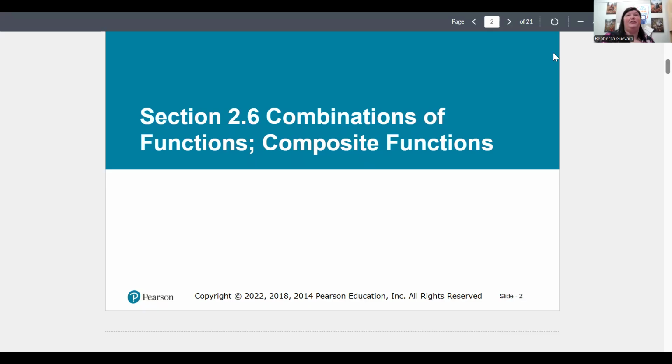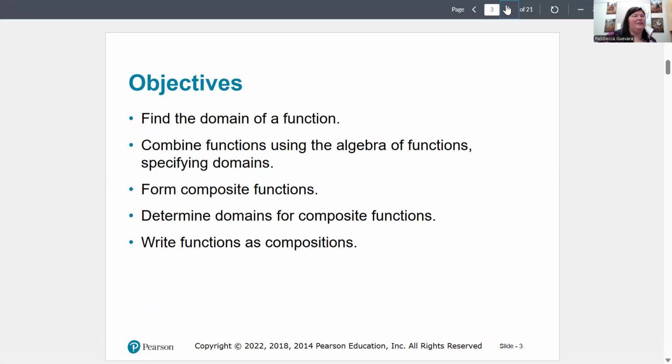Section 2.6, we're going to talk about combinations and composition of functions. Combination of functions is a little bit of an extension of the function notation that we were using earlier, so that part won't seem so new. And composition is also an extension of things that we were using earlier. So it's not really new stuff. It's stuff that we've been doing when we were talking about function notation a little bit. We're just expanding it a little bit more.